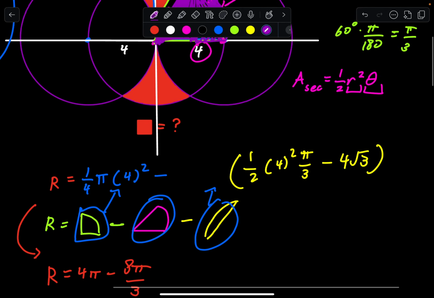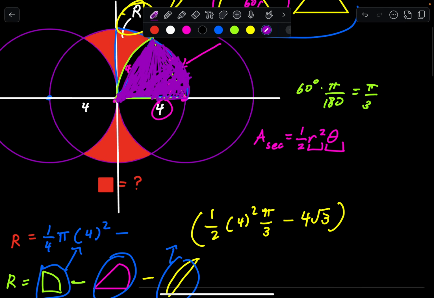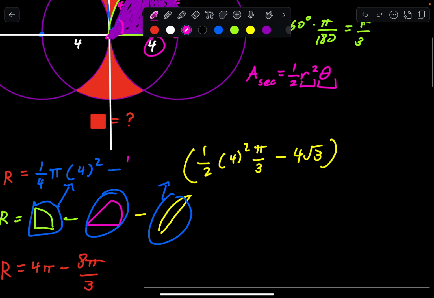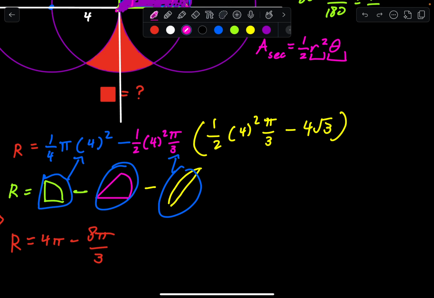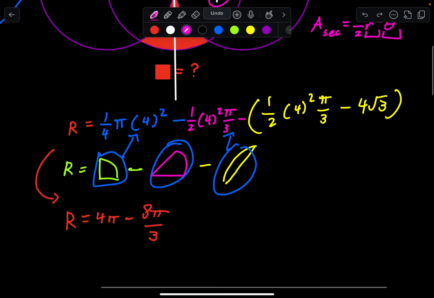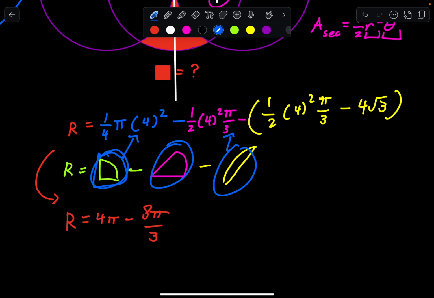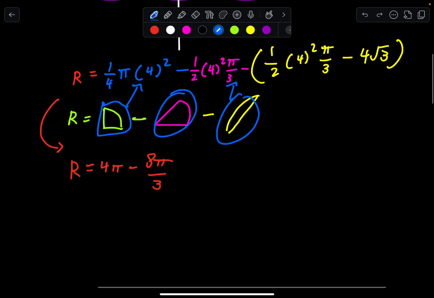So the area of that sector is what? That equilateral triangle we were referring to is 60 degrees, so that's pi over 3. And then we have the radius is 4, so it would be minus 1/2 r squared, 4 squared theta, which is pi over 3, which is corresponding to that sector. And now the wedge would be that long yellow thing which we plugged in right here. So now we have all of our components. We have the quarter circle, we have the sector, which we're subtracting, and we have the wedge, which we figured out like that. Okay, now let's continue simplifying.